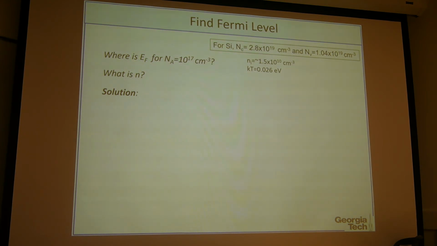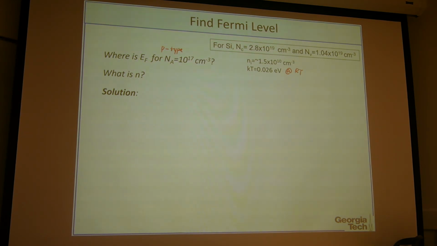So the question here is for silicon. The NC, NV number given, and NI given, and the kT, this is at room temperature. It's in the unit of electron volts, so it's 26 meV or 0.026 eV. So the question is, if you have p-type doping with Na, which stands for p-type doping density, and Na is 10 to the power 17, where is the EF?